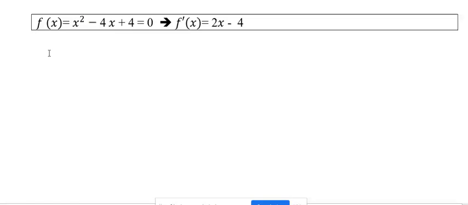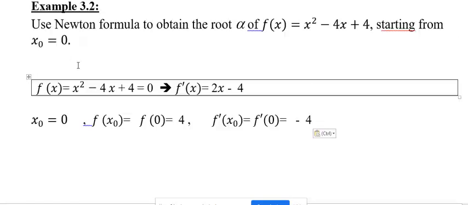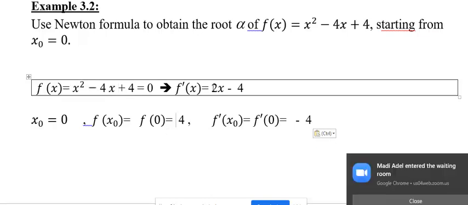We have x naught, okay? x naught equals 0. We evaluate the function at it, so f of x naught equals, here x equals 0, so we have just 4, and we evaluate f dash of x naught, we have minus 4. So this is the first generation of that.